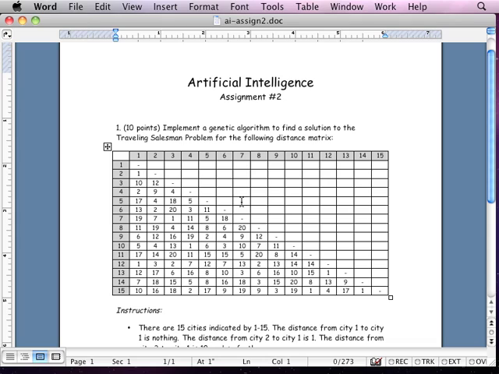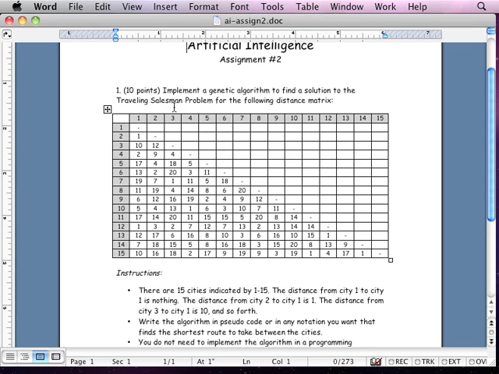So what we're going to do is solve a problem, and the problem we're going to solve is the traveling salesperson problem. And this is your assignment number 2, so just keep that in mind. You're going to implement a genetic algorithm to find a solution to the traveling salesperson problem for the following distance matrix. So we have 1, 2, 3, 4, 5, 6, 7, 8, well, all the way up to 15.